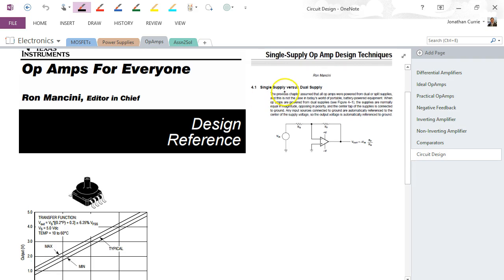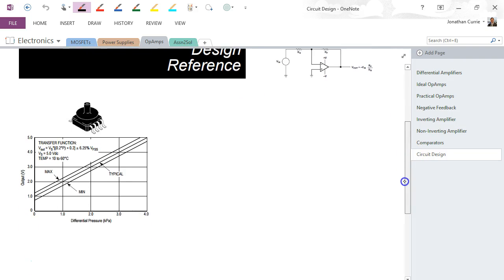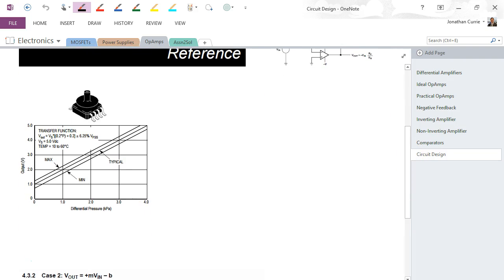And of course single supply means that one of our power supply rails to our op-amp is grounded, as is common in most battery powered devices. Now the example that we're going to be working through is one of a pressure sensor. This pressure sensor measures from 0 to 4 kPa or 0 to 40 centimeters of H2O.